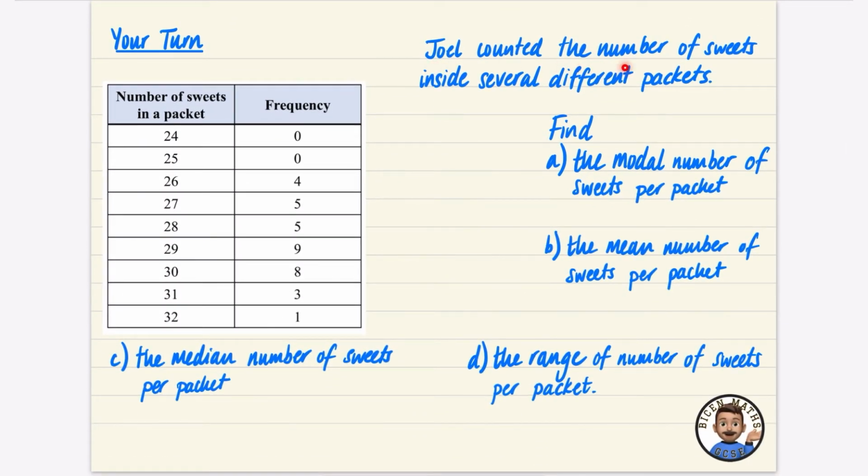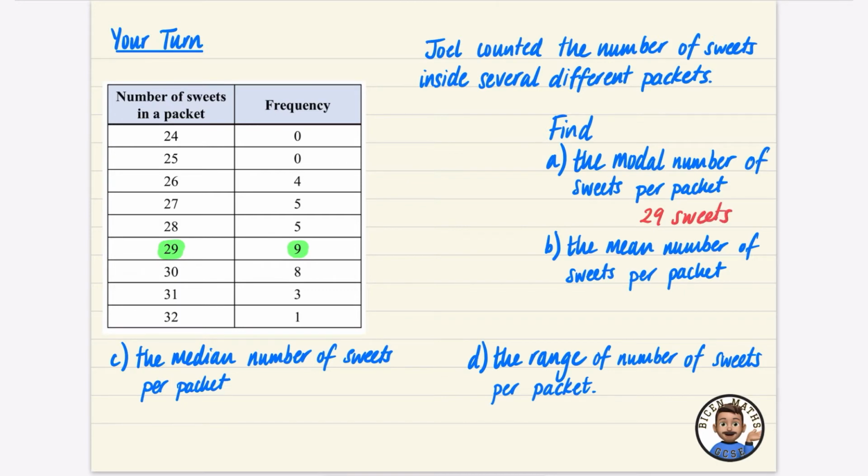Okay, it says Joel counted the number of sweets inside several different packets. We're going to find the modal number of sweets per packet. So these are the number of sweets in each packet, and these are the frequencies. So the modal number of sweets per packet is the one with the highest frequency, and the one with the highest frequency is 9. So the most common number of sweets in a packet is 29 sweets, because it's the one that has the highest frequency.